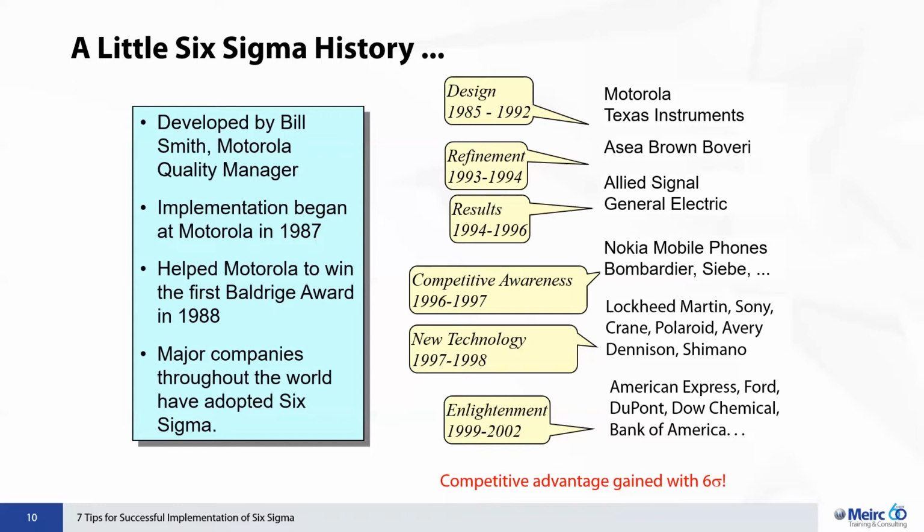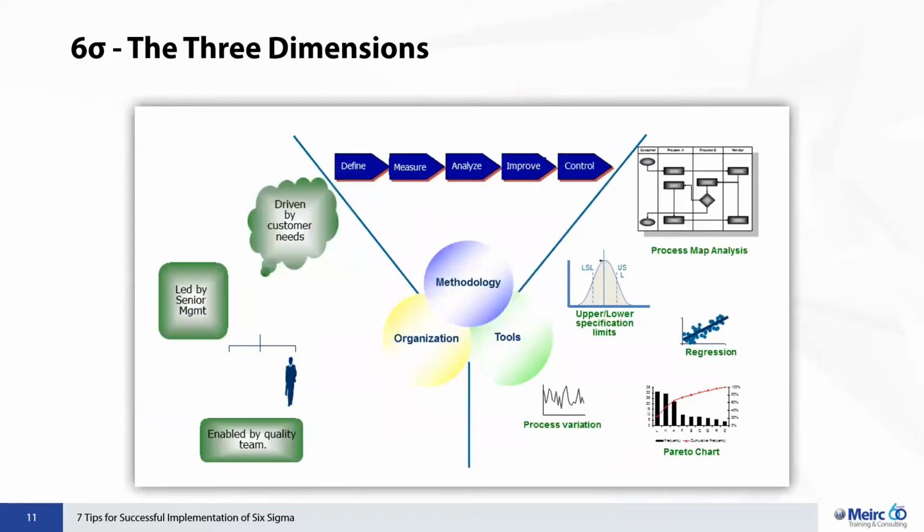Eventually, many companies in different sectors started using it as a competitive advantage, running projects in customer service, in manufacturing, in banking, in supply chain. And eventually, of course, this methodology started to get lots of popularity worldwide. Just to summarize, this is not a Six Sigma course, but basically it's a methodology that is led by senior management, supported by top management, driven by customer needs and the voice of customers.